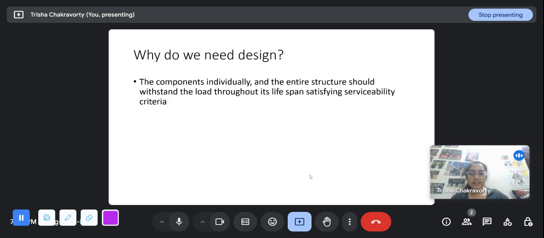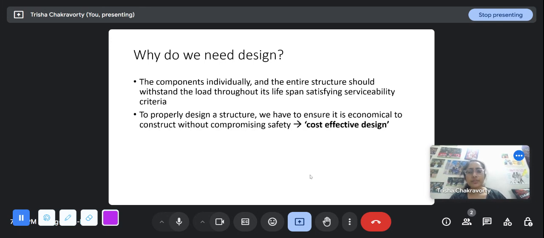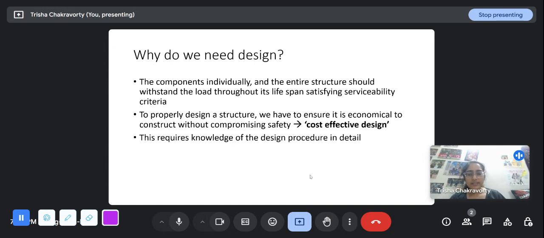And why do we need design? The components individually and the entire structure should withstand the load throughout its lifespan, satisfying the serviceability criteria. To properly design a structure, we have to ensure that it is economical to construct without compromising safety. This is known as cost effective design, and this requires a knowledge of the design procedure in detail.